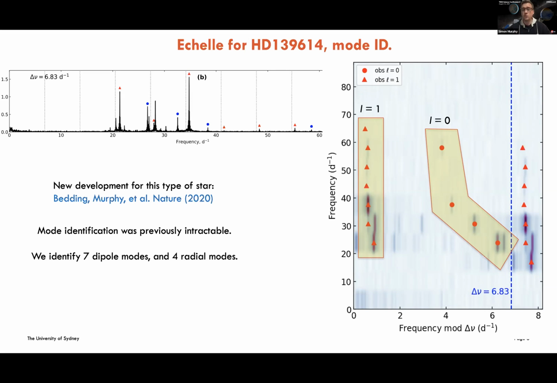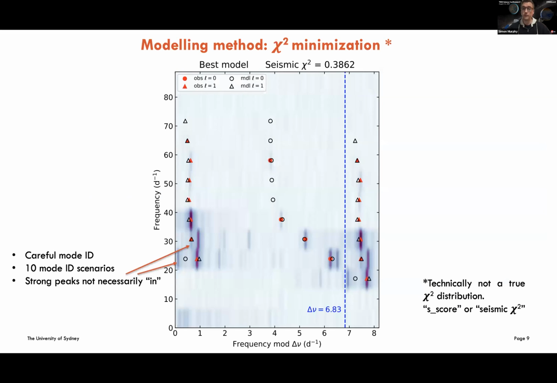Now, mode identification was previously intractable for this type of star, for delta Scuti stars. We just never had this many modes identified before. For this star, we identify 7 dipole modes and 4 radial modes, and that gives us the chance to probe the age and the composition of the star. So we did some modeling.